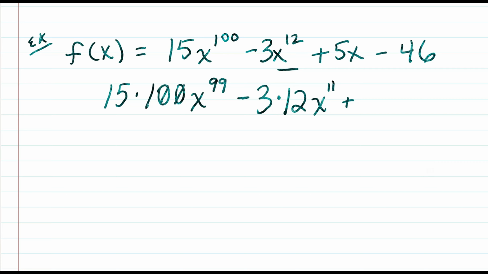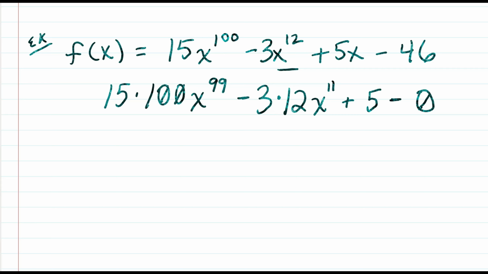We can pull the 5 out, and the exponent for the x is actually a 1. So if you put a 1 in front of the x and then subtract 1 from the exponent of 1, you get 0, x to the 0 power. Anything to the 0 power is 1, so you're saying 5 times 1, which is just 5. And then we go back to the derivative of a constant rule, which said the derivative of a constant is 0.